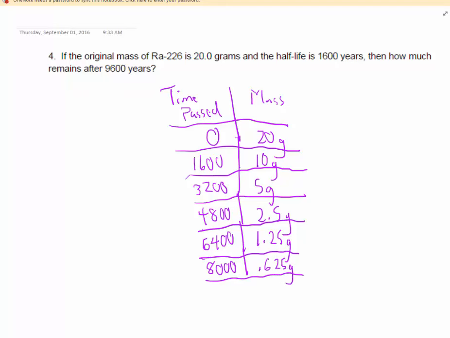And then finally we get to the year that we're looking at, which is 9,600 years that have gone by, and we get to 0.3125 grams. So 0.3125 grams remaining is our answer. On to number 5.